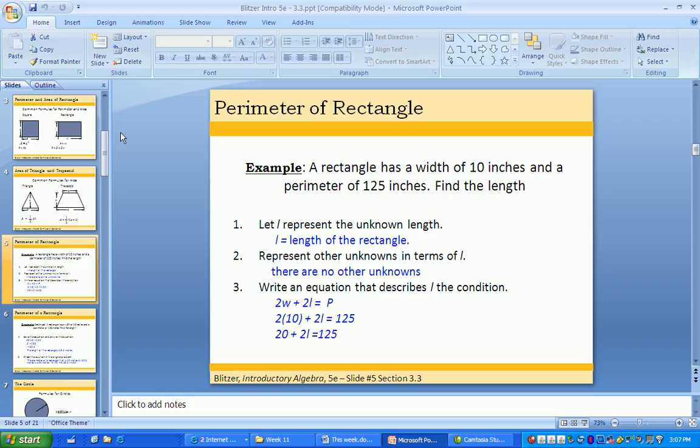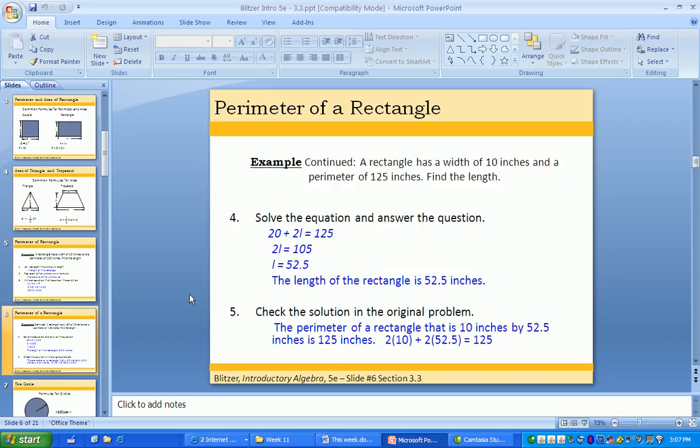If we substitute the width, which they gave us, which is 10, and the perimeter, which they give us as 125, then we can just solve for L, and we know how to solve for L by using all of our rules. We just isolate L, get L by itself, and we find that L is equal to 52.5 inches. Again, you can check your problem by plugging L of 52.5 into the original equation, and you should get, indeed, the perimeter is 125 inches. The circle is a little different.